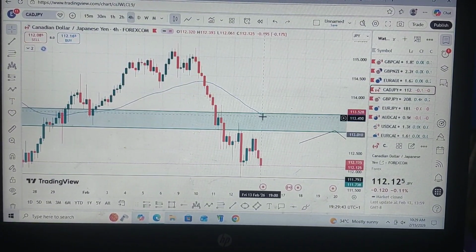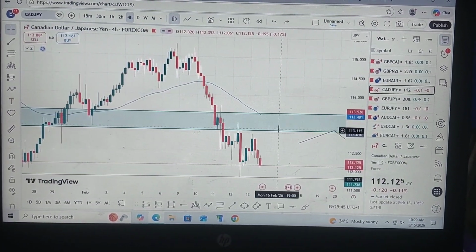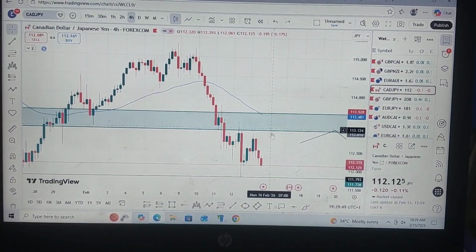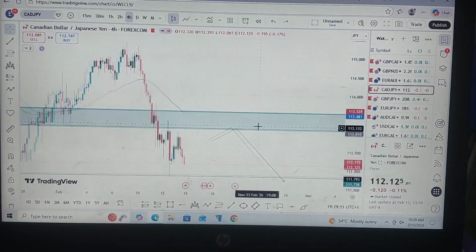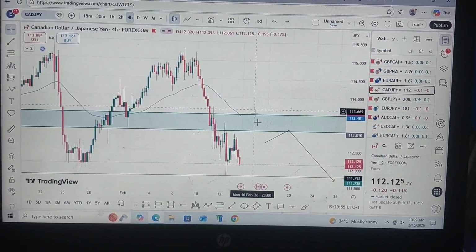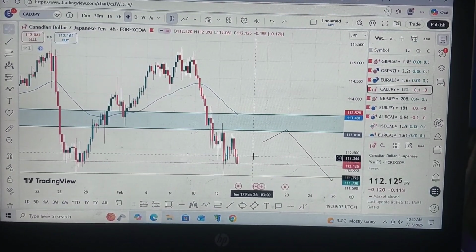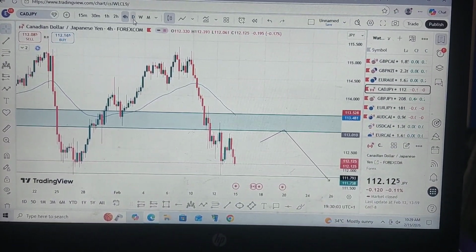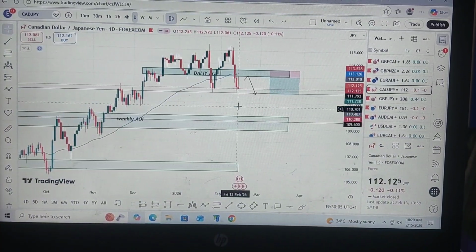The EMA will push, reject this area of interest, then reject the daily area of interest, then I take the trade to the downside. That is what I'm expecting in the CAD JPY. I'm expecting a pullback.